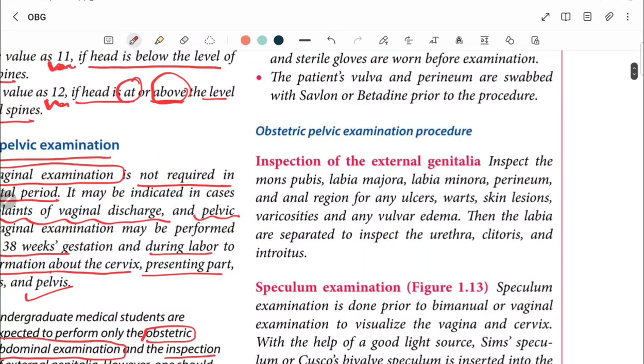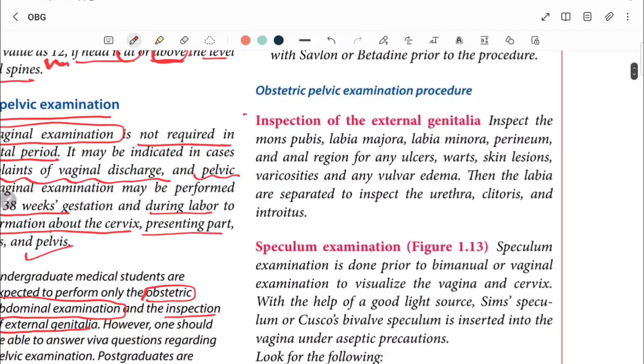In the obstetric pelvic examination procedure, first you need to go for inspection of the external genitalia. What all will you inspect? Inspect the mons pubis, the labia majora, the labia minora, the perineum, and the anal region for any ulcers, warts, skin lesions, varicosities, and any vulvar edema. Then the labia are separated to inspect the urethra, clitoris, and introitus.